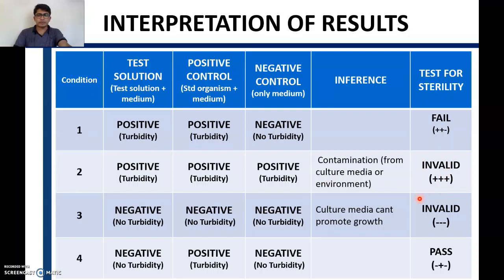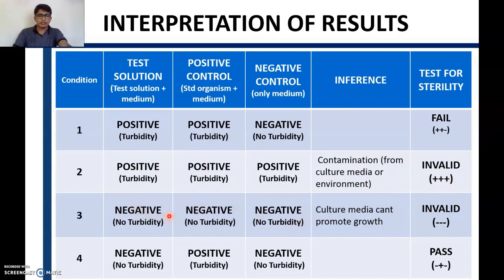Now there are two chances to get an invalid result. For example, if we get a positive result in the negative control, in which we didn't add any test sample or any microorganism, it indicates some microorganism has contaminated the culture medium, and the positive result of the test sample may be from the contaminating microorganism in the culture medium. So we will consider this test invalid and we will retest the sterility.